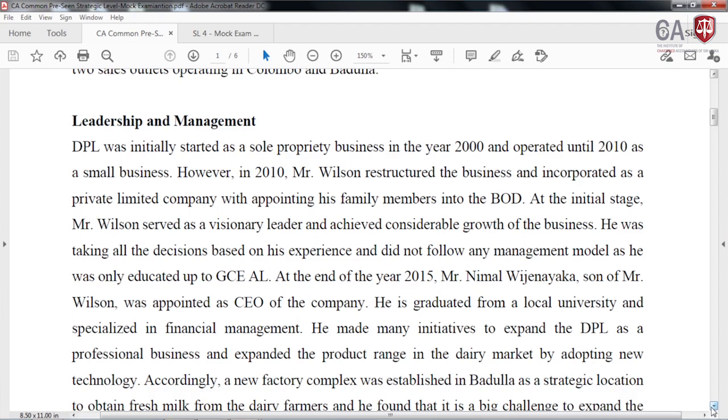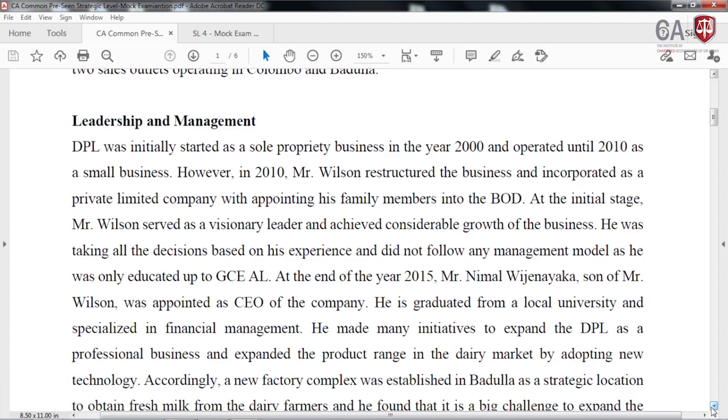At the initial stage, Mr. Wilson served as a visionary leader and achieved considerable growth of the business. You know who is a visionary leader? Someone who predicts the future, then prepares the organization to achieve the future situation they require. He was taking all the decisions based on his experience and did not follow any management model, as he was only educated up to GCE A level. This guy does not have many qualifications, just an A level pass.